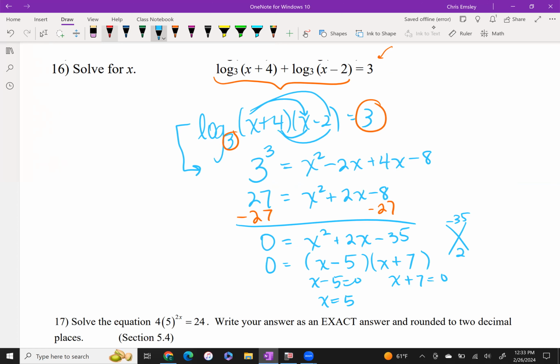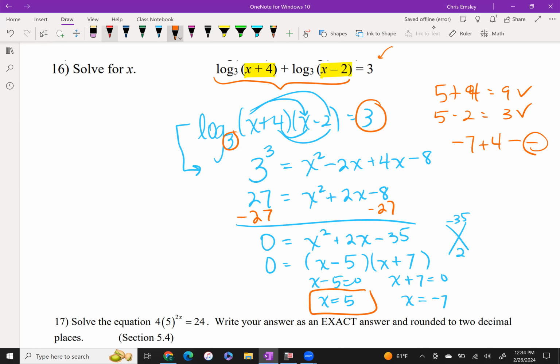However, remember with a logarithm equation, we do need to check our answers. We need to make sure that the argument of the logarithm in our original equation is not negative. We can't take the log of a negative number. We can't take the log of 0. So when I put in x equals 5 up here, 5 plus 4 is 9. Oops, that's positive. That's good. And 5 minus 2 is 3. That's positive. That's good. So this is a good answer. Check with the next x value, negative 7. Negative 7 plus 4 is negative 3. So that means this is not a good solution. We can't take the log of negative 3, so we don't even need to check it in the other term.